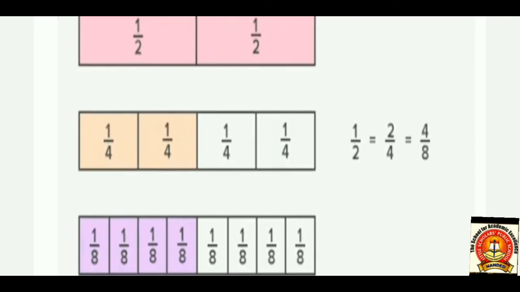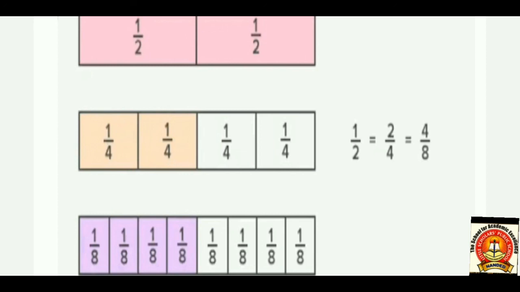Moving to this example, say I have 1 upon 2. In this block I have 1 upon 2 and 1 upon 2, and when I get 1 upon 2's equivalent fraction, I will get 1 upon 4, 1 upon 4. When you add 1 upon 4 and 1 upon 4, you will get 2 upon 4. So 1 by 2 is equal to 2 upon 4, that is, equivalent fractions. And when I split 1 upon 4, I will get 4 times 1 upon 8.